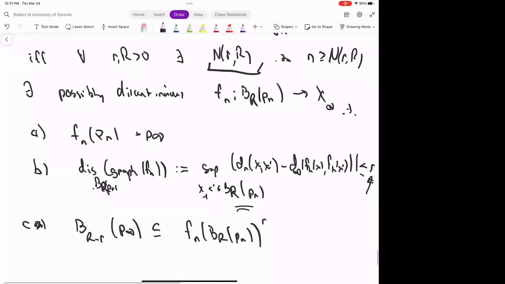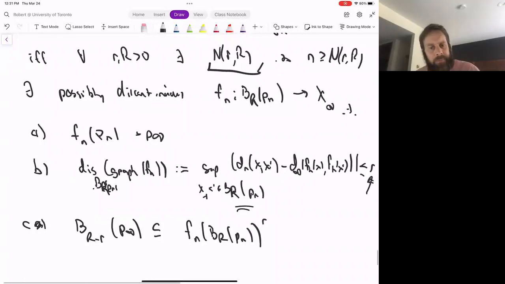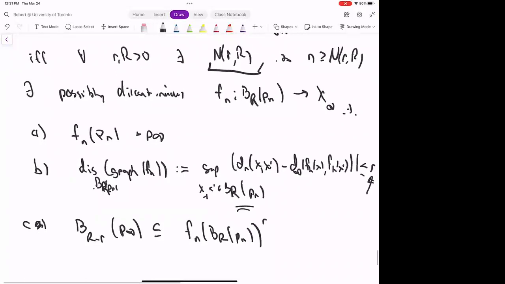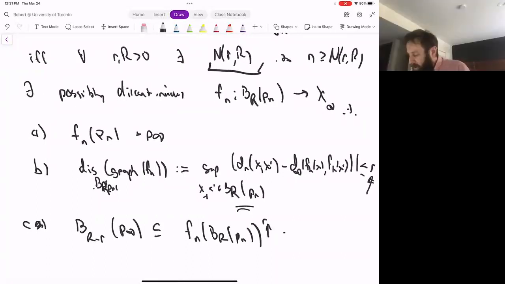What do you mean by r on the exponential? What do I mean by what? Little r on the power. This here? Yeah. Okay. So that's the union of the balls in the limiting space of radius r around all x in the f_n image of the big ball.